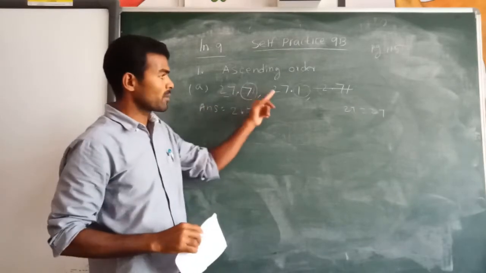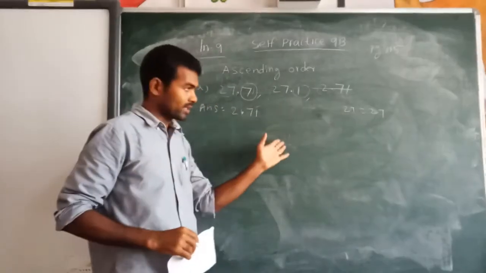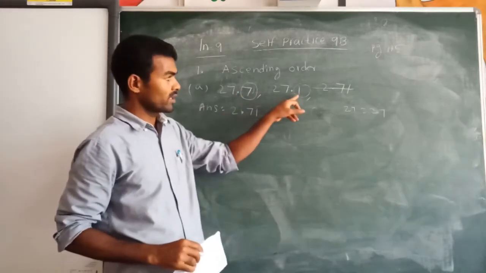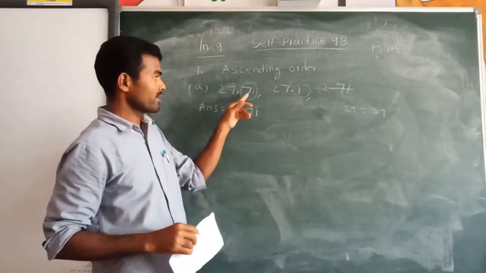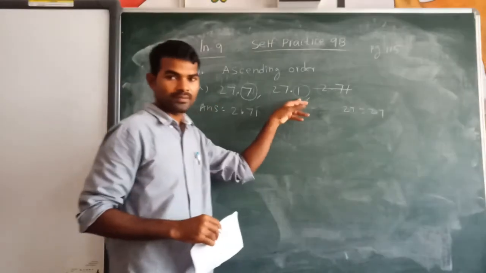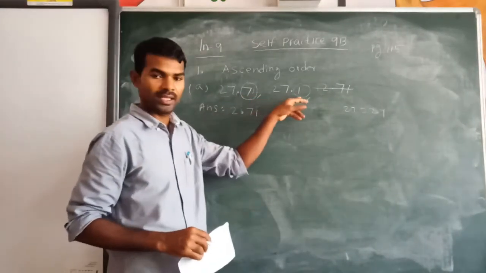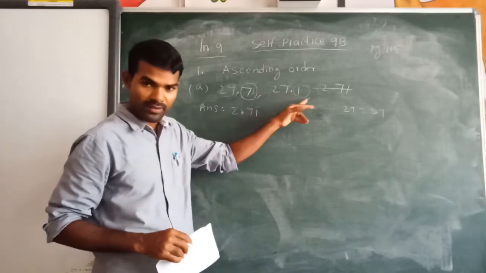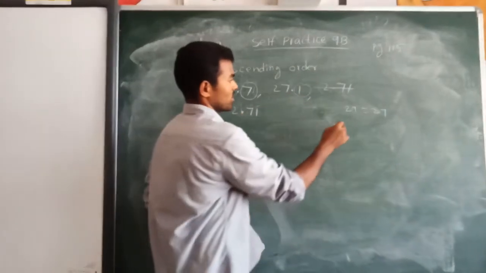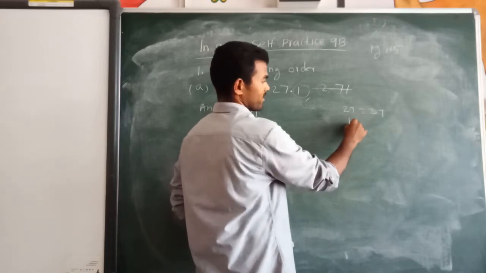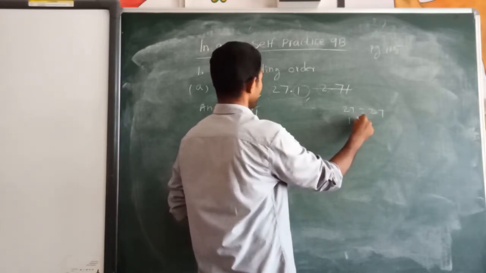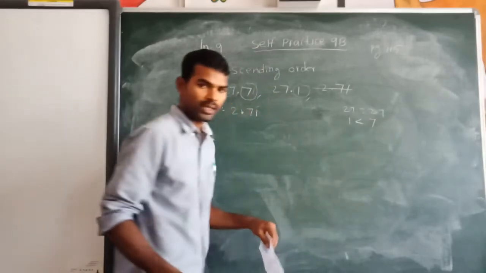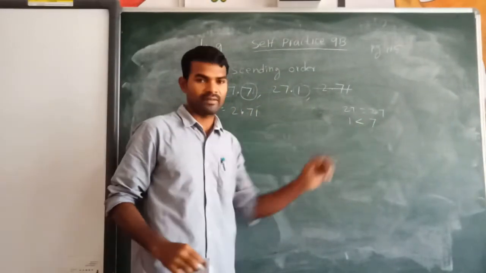If the whole number part is equal, next go to the decimal place. See that here is 7, here is 1. So which is small in this? 1 is small, and 7 is big. Yes? You know it, no? 1 is small, 7 is big.